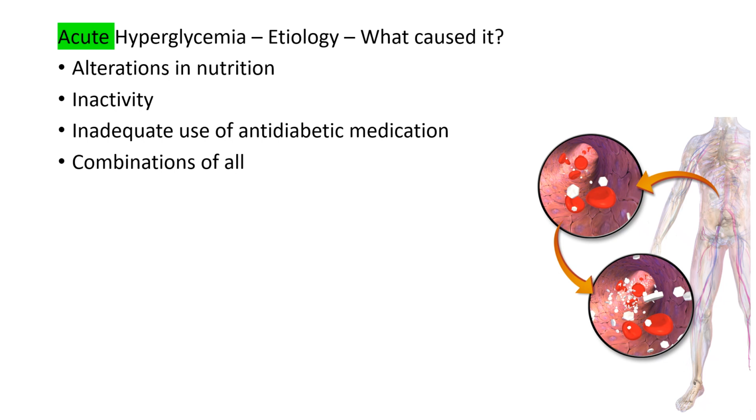hyperglycemia. Now, what is acute hyperglycemia and how is it caused? Well, we know that it is unexpected and it comes suddenly. And it comes because the patient has altered their nutrition. They're on some special diet, the caveman diet, the paleo diet, the Kim Kardashian diet. So some alteration in nutrition has caused them to have an increase of glucose in their bloodstream, or they're inactive, or a combination of all of them can create an acute episode of hyperglycemia.